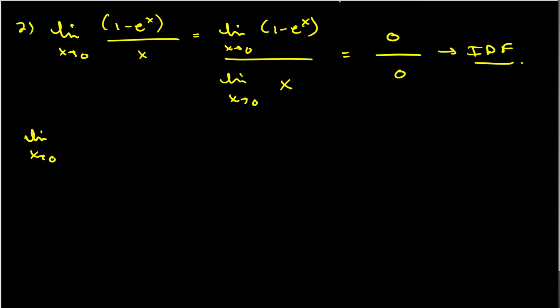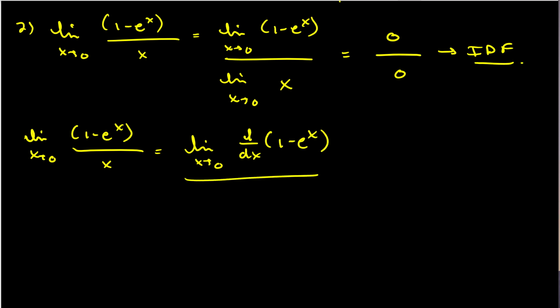We have limit as x tends to 0 of 1 minus e to the x all over x equals the limit as x tends to 0 of the derivative of 1 minus e to the x all over the limit as x tends to 0 of the derivative of x. So the top will be limit as x tends to 0.